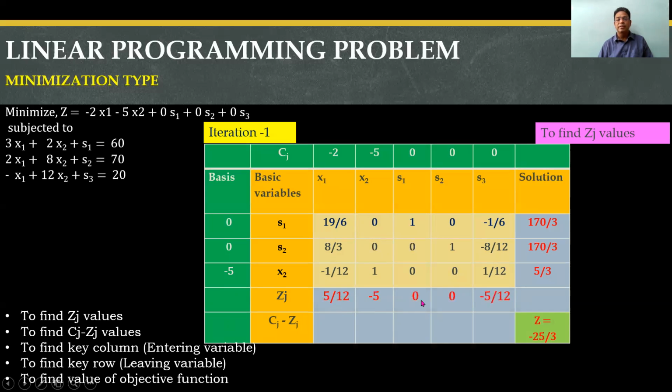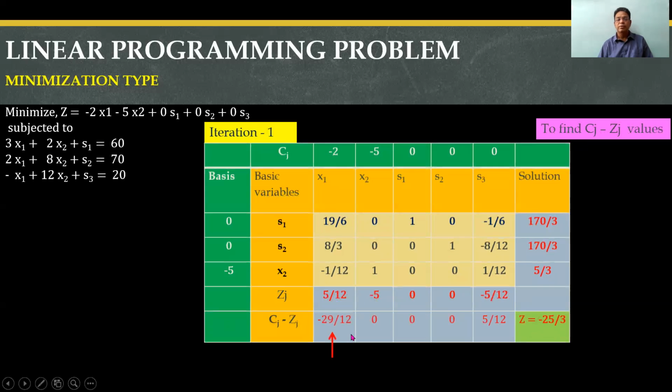And as I explained in the earlier table, the value of zj will be this 0 into this 19 by 6 will be 0, plus this 0 into 8 by 3 will be 0, plus minus 5 into minus 1 by 12 will get 5 by 12, and so on. How to obtain cj minus zj? Cj row is here, zj row is here. If we subtract, we will get this.